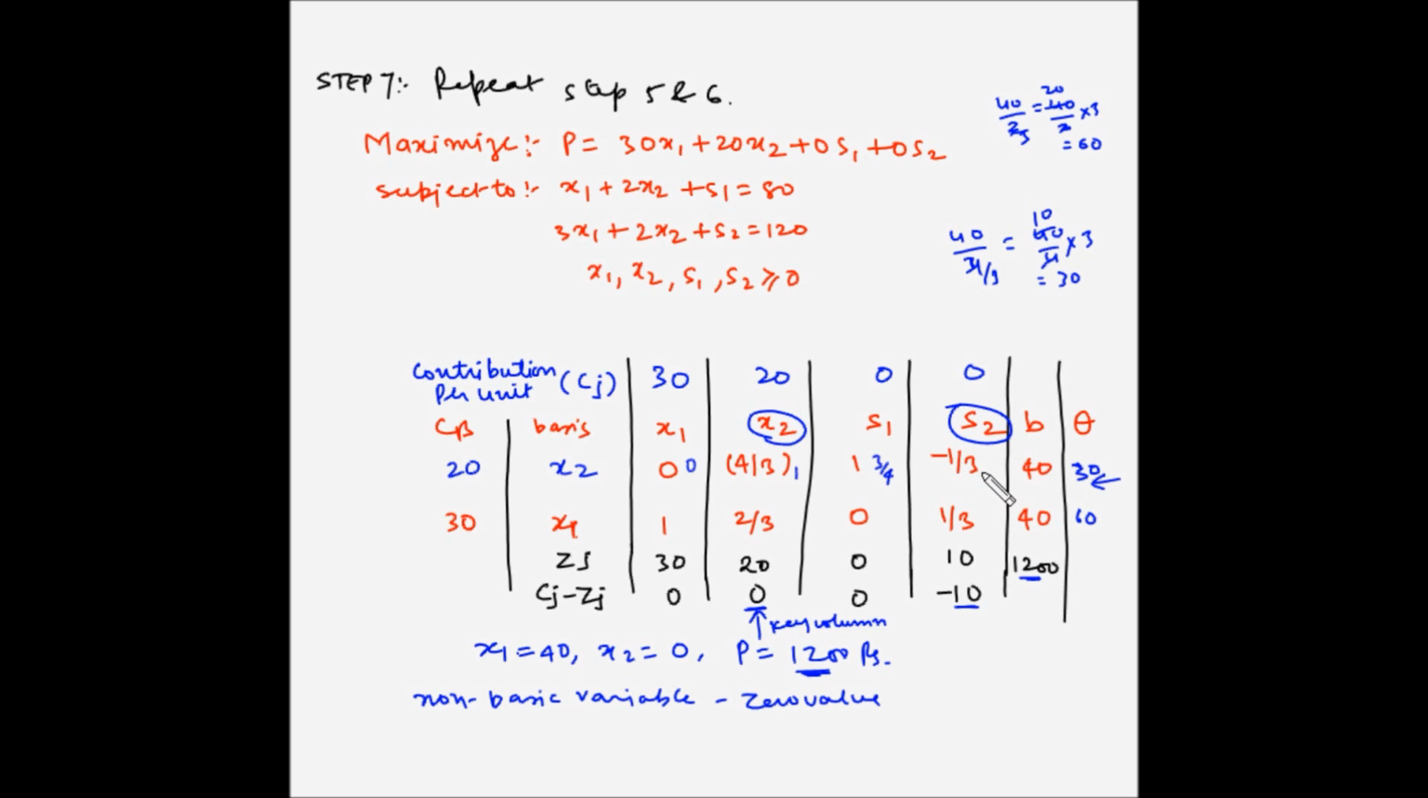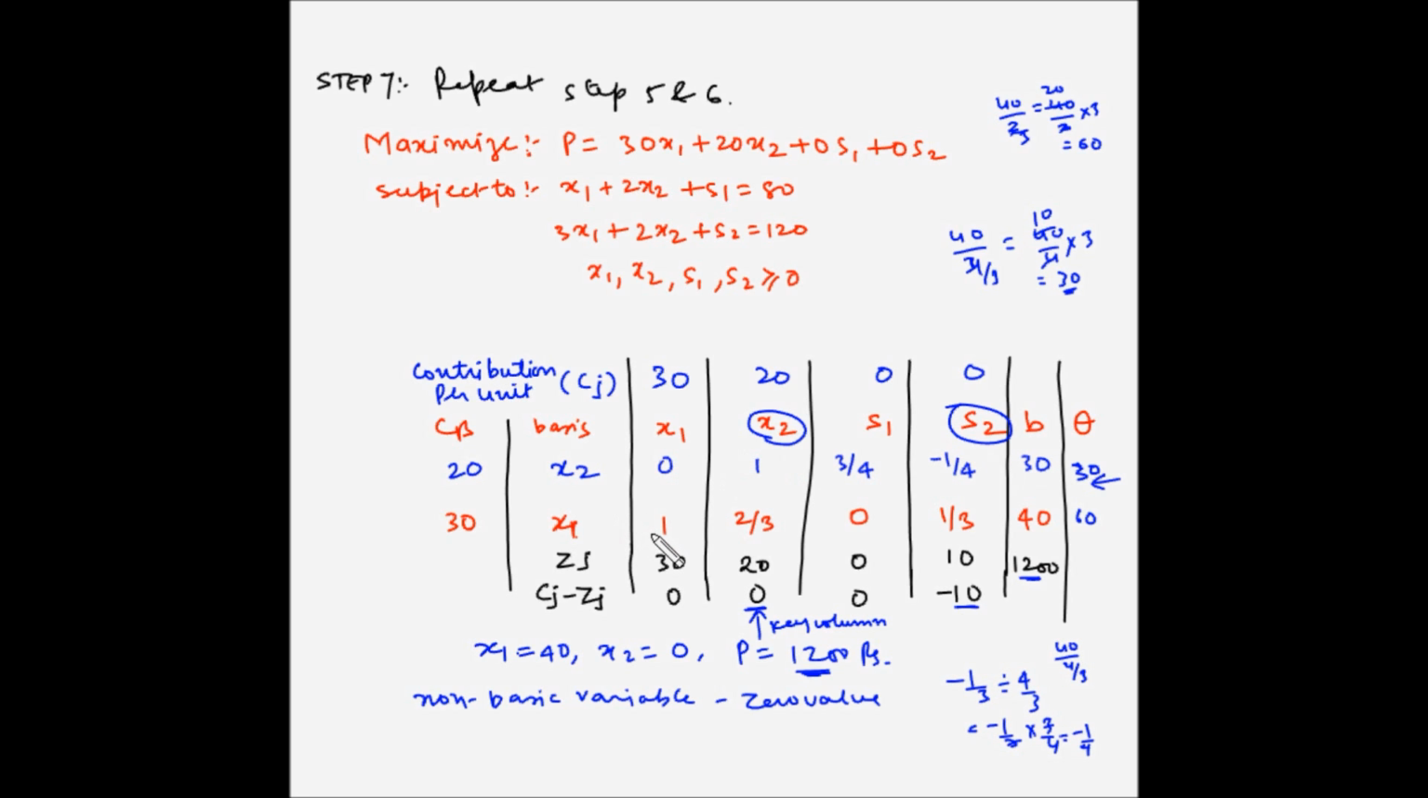Minus 1 by 3 divided by 4 by 3. Minus 1 by 3 into 3 by 4. Minus 1 by 4. So this becomes minus 1 by 4. And 40 divided by 4 by 3. So this is nothing but this. So this is 30. So let me replace these elements with the new elements.